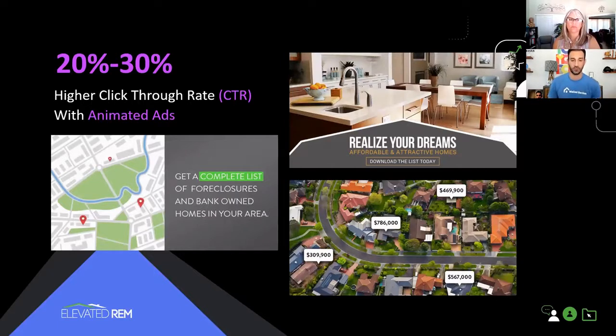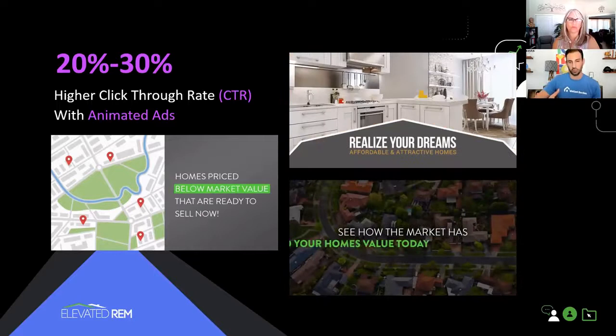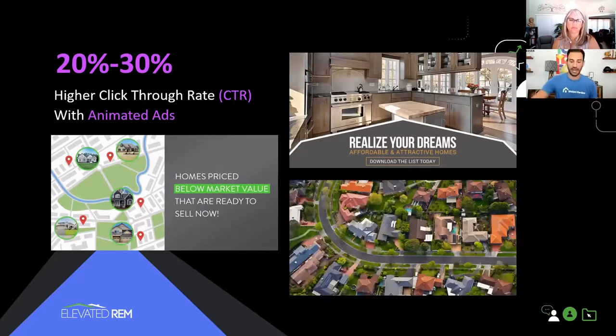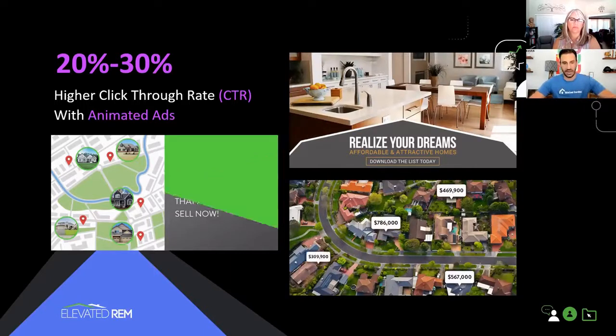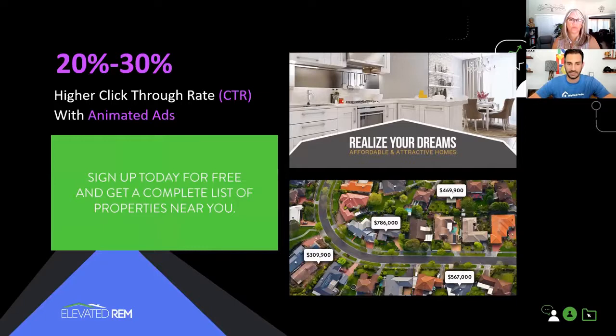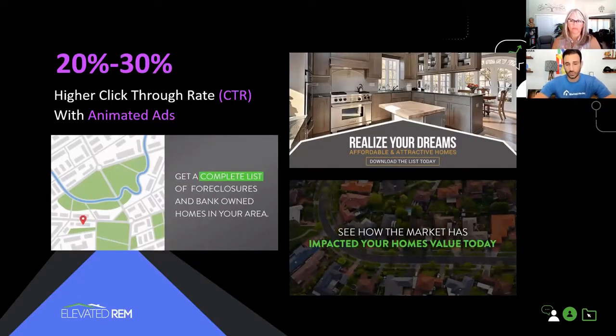Get a complete list of foreclosures, bank owned homes in the area. It appeals to the right audience, giving them the right offering. So you don't have to create or design your own. You can hire an advertising agency. My agency designed these. Or do it on your own.